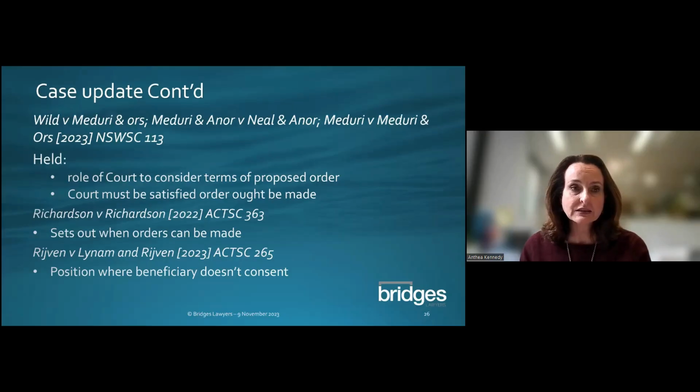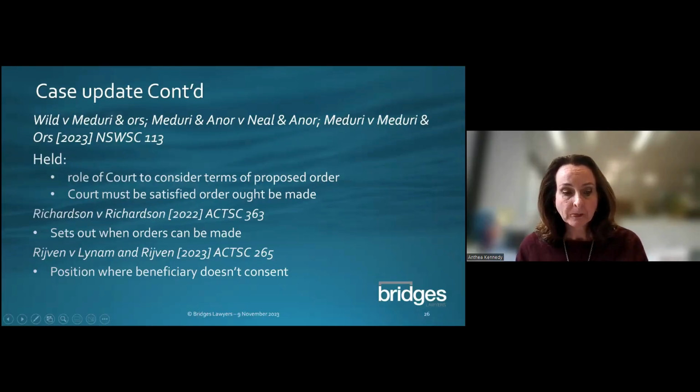And that was reiterated in the case of Wild and Majuri. In that case, that involved testamentary capacity and also family provision claims. At the hearing, orders were handed up for the court to make orders in terms of a family provision claim that was sought, and the court reiterated that it has to be satisfied that the orders were appropriate. And emphasised that the court had a discretion, and that if there's no jurisdiction to make the orders, then the court will have to decline to make them.